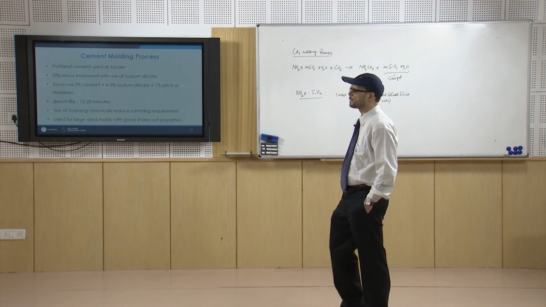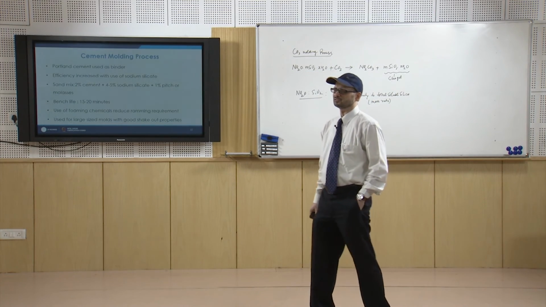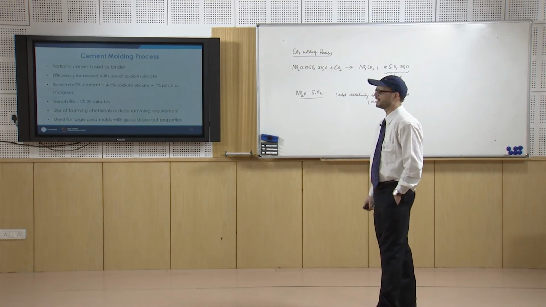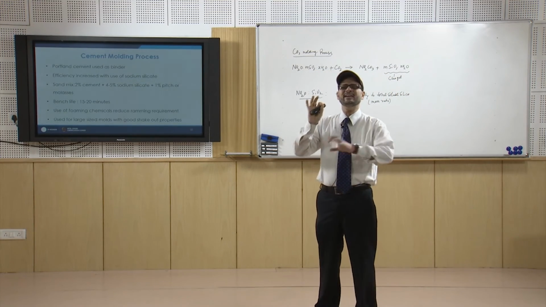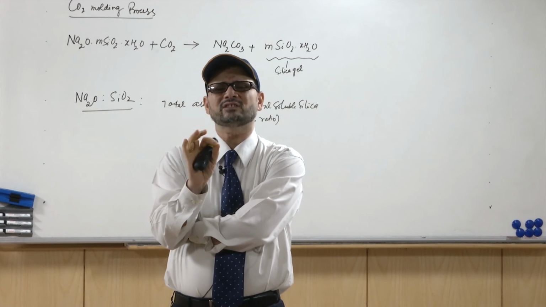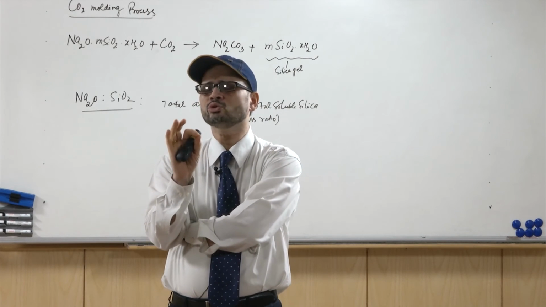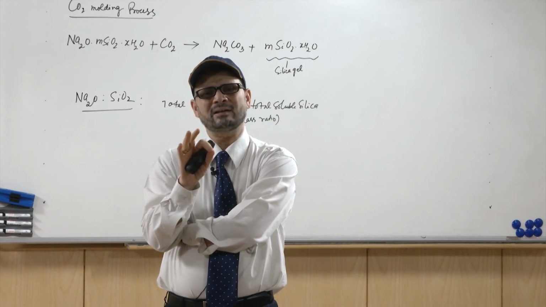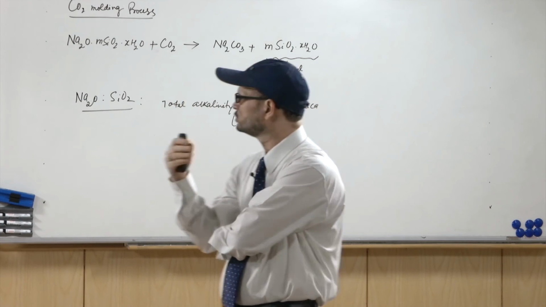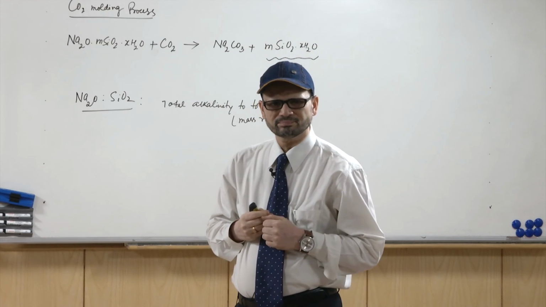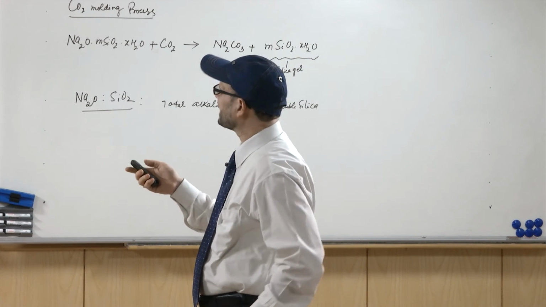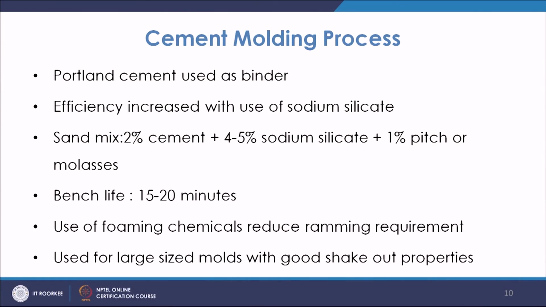The next process is the cement moulding process. In this case, Portland cement is used as a binder, and it has been seen that if sodium silicate is used with Portland cement instead of water, you get better properties of the mold. That is known as the cement moulding process.